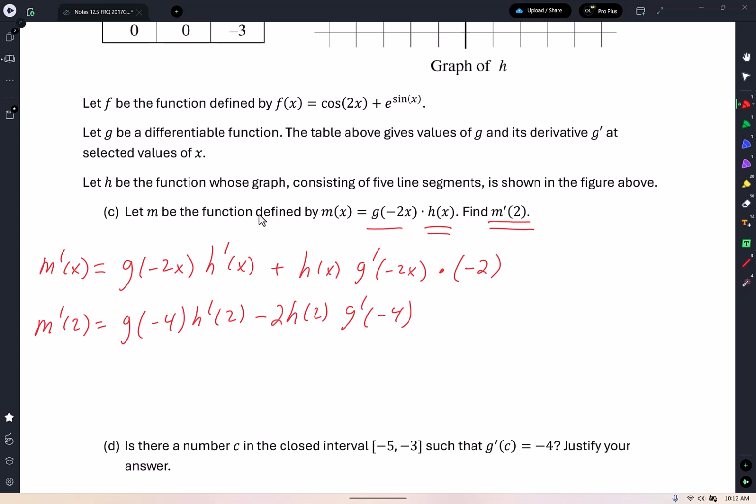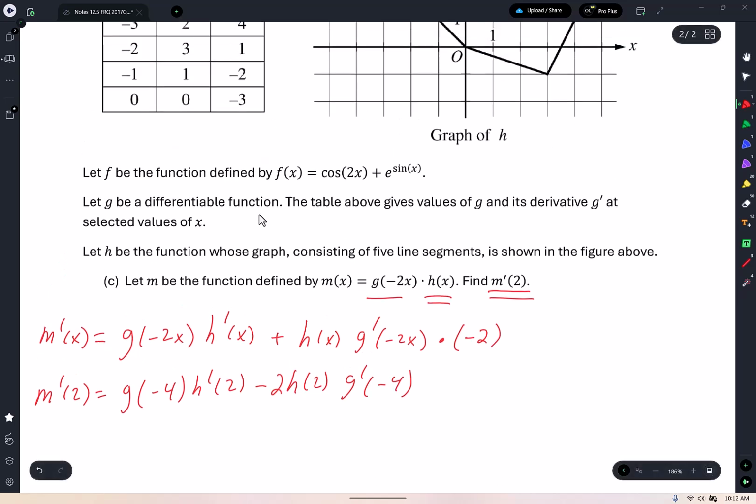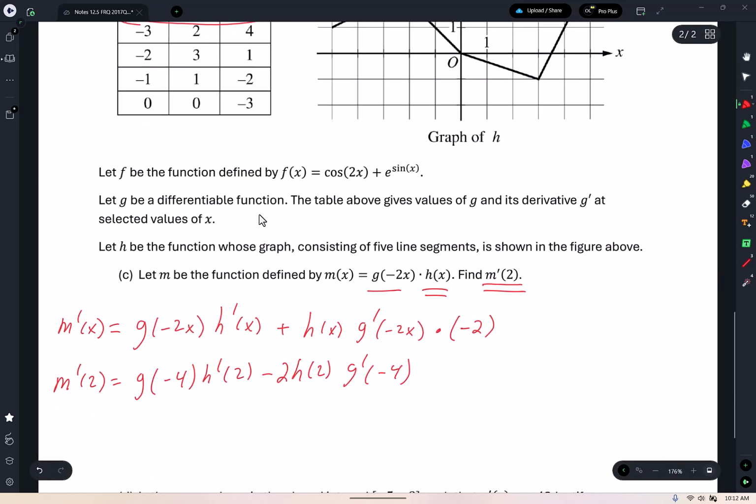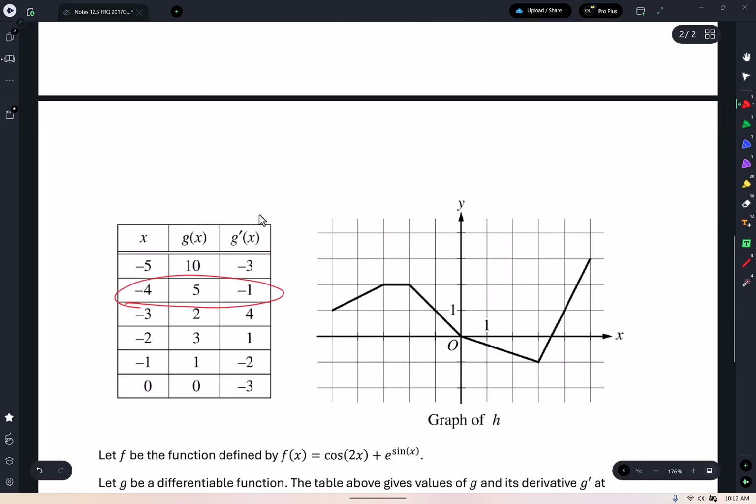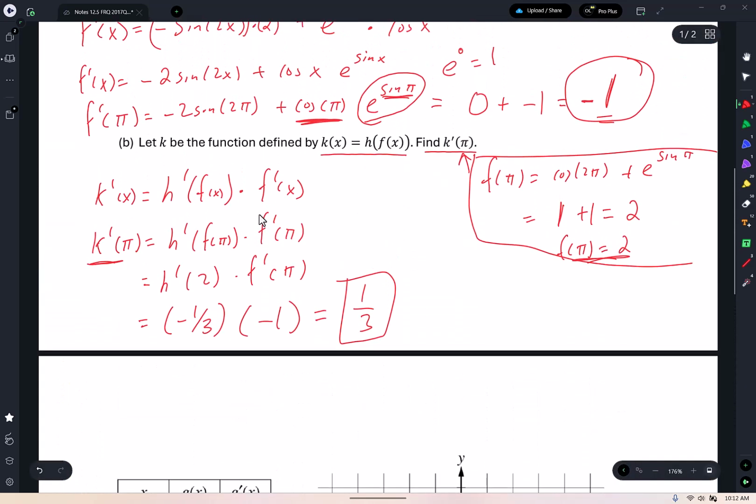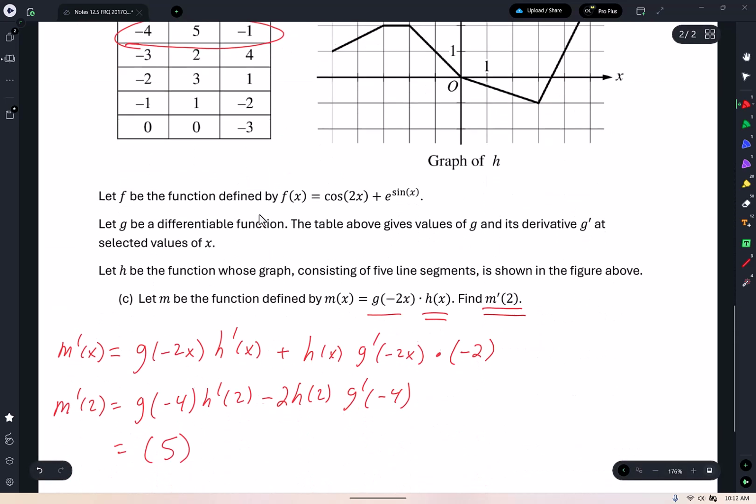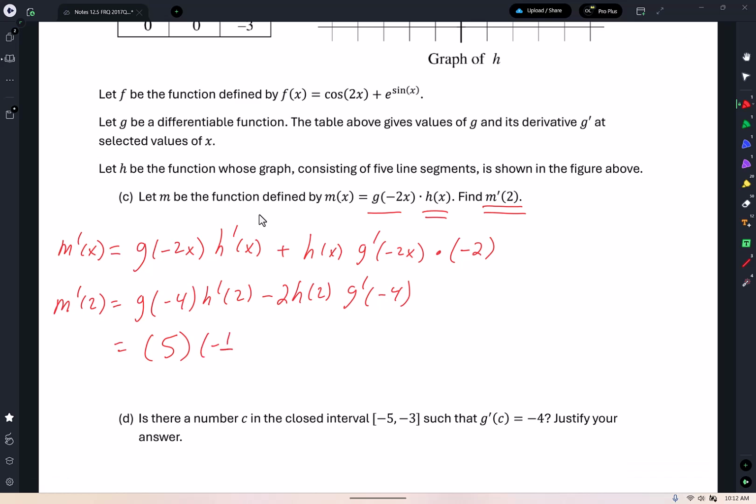Have I confused anyone? Okay, here we go. G of negative 4. I come up. I'm looking at here. G of negative 4 is what? 5. H prime of 2. Did we do that earlier? What was h prime of 2? Negative 1/3. Minus 2 times h of 2.